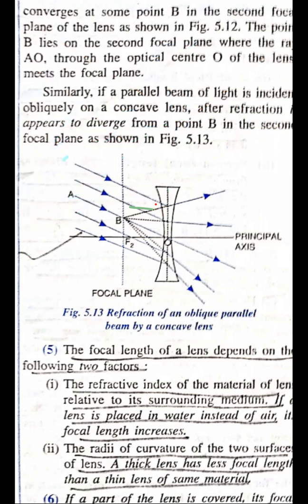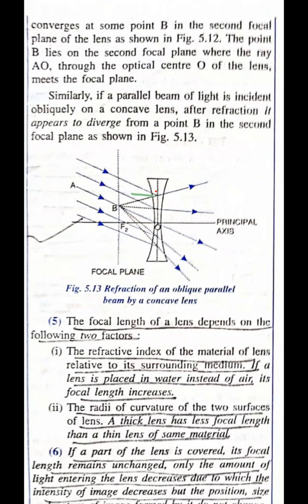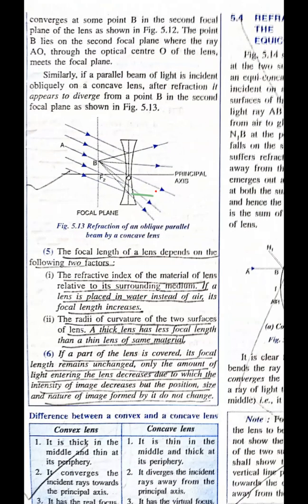Similarly, if a parallel beam of light is incident obliquely on a concave lens, after the refraction, it appears to diverge from a point B in the second focal plane, as shown in the figure.